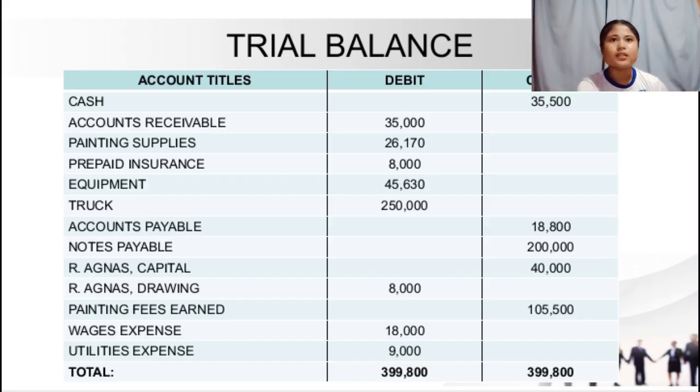The trial balance totals both the debit and credit columns. For Ramon Agnes's business, the total debits amount to 399,800 and the total credits also amount to 399,800. This equality indicates that the ledger or T-chart is mathematically correct.